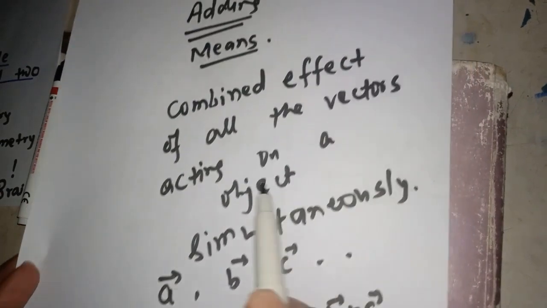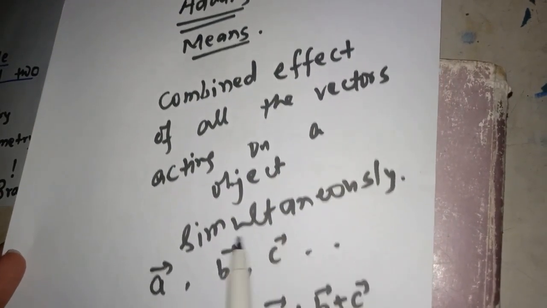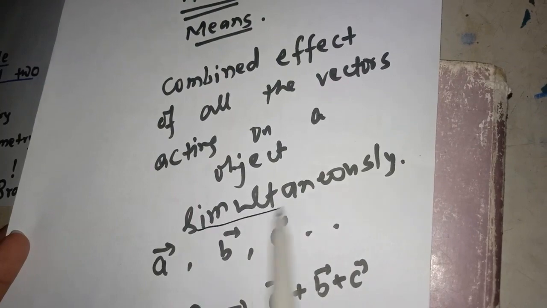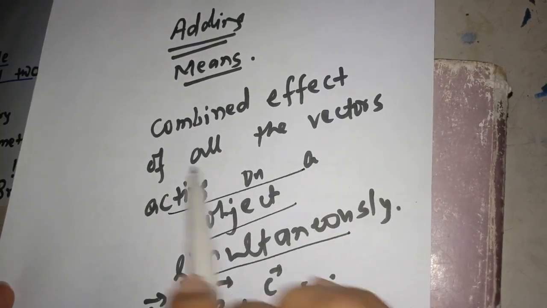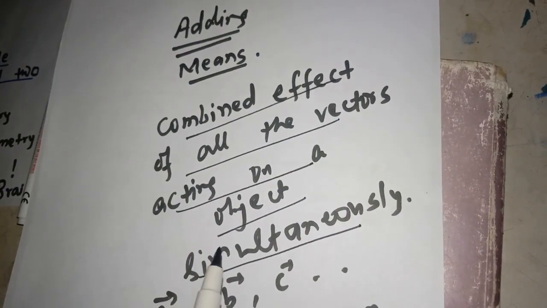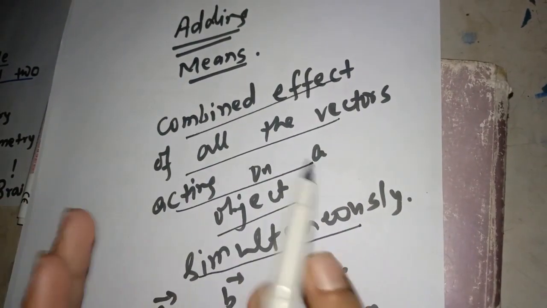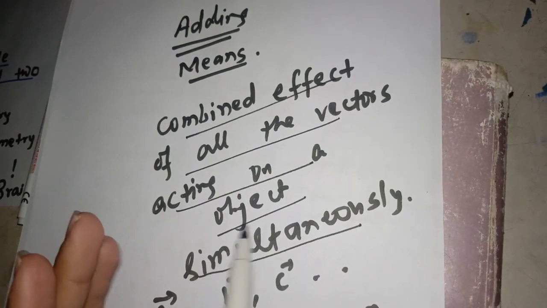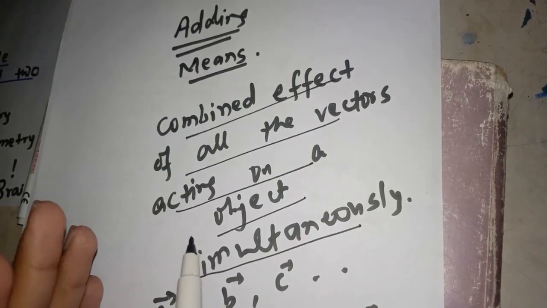So I have told you that the combined effect of all the vectors acting on an object simultaneously is known as the addition of vectors. Okay, and actually the addition means the same thing, a combined effect.